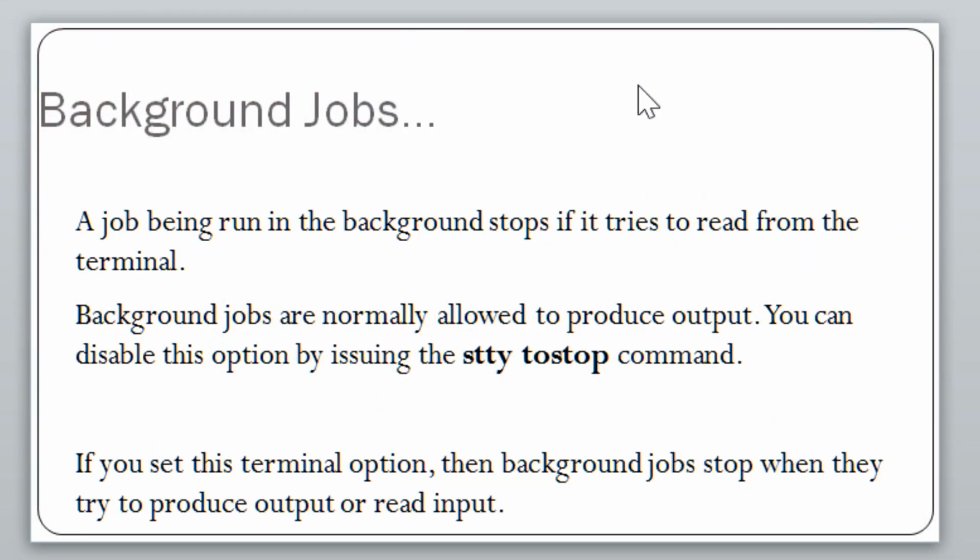A job being run in the background stops if it tries to read from the terminal. Background jobs are normally allowed to produce output. You can disable this option by issuing the stty tostop command. If you set this terminal option, then background jobs stop when they try to produce output or read input.